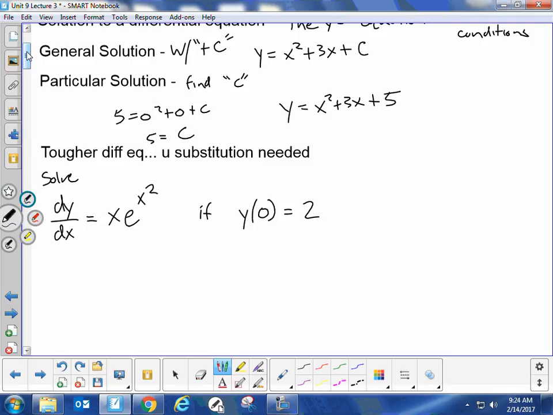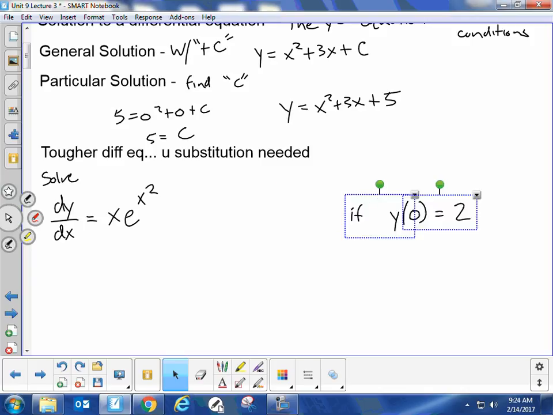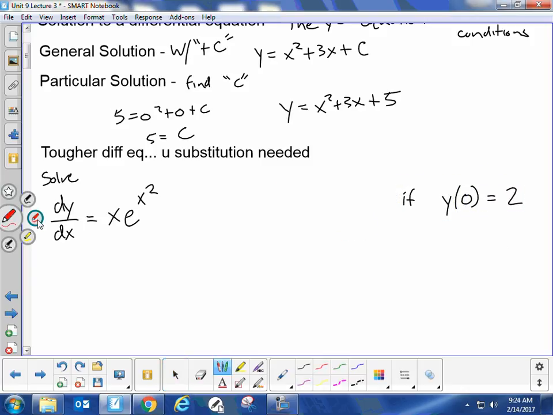So let's go ahead and solve this, where dy dx is equal to x e to the x squared if y of 0 is equal to 2. So again, we want to find the antiderivative, but then we want to find that c using this initial condition. So I set u equal to x squared, because it's the power of e, and its derivative is a version of x here. du will equal 2x dx. dx will be 1 over 2x du.